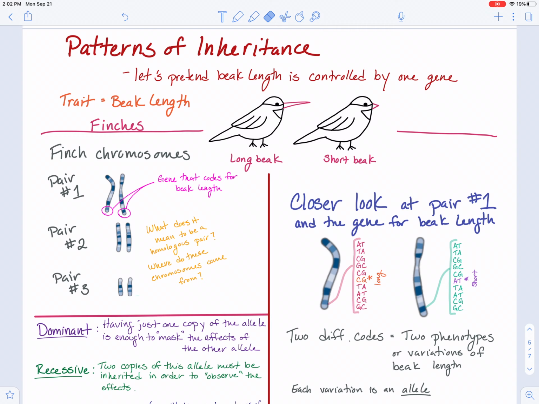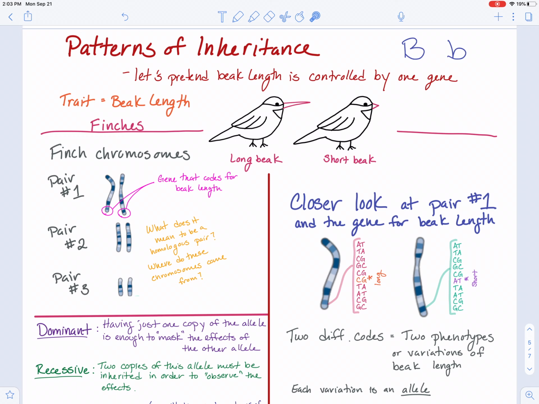We're going to use beak length as our trait, and I'm going to assign the letter B for beak length. So we're going to be using the letter B, either capital B or lowercase b, to represent beak length. And I've got two beak lengths to choose from, a long beak or a short beak. So there's no medium beak. You're either a long or a short beak finch.